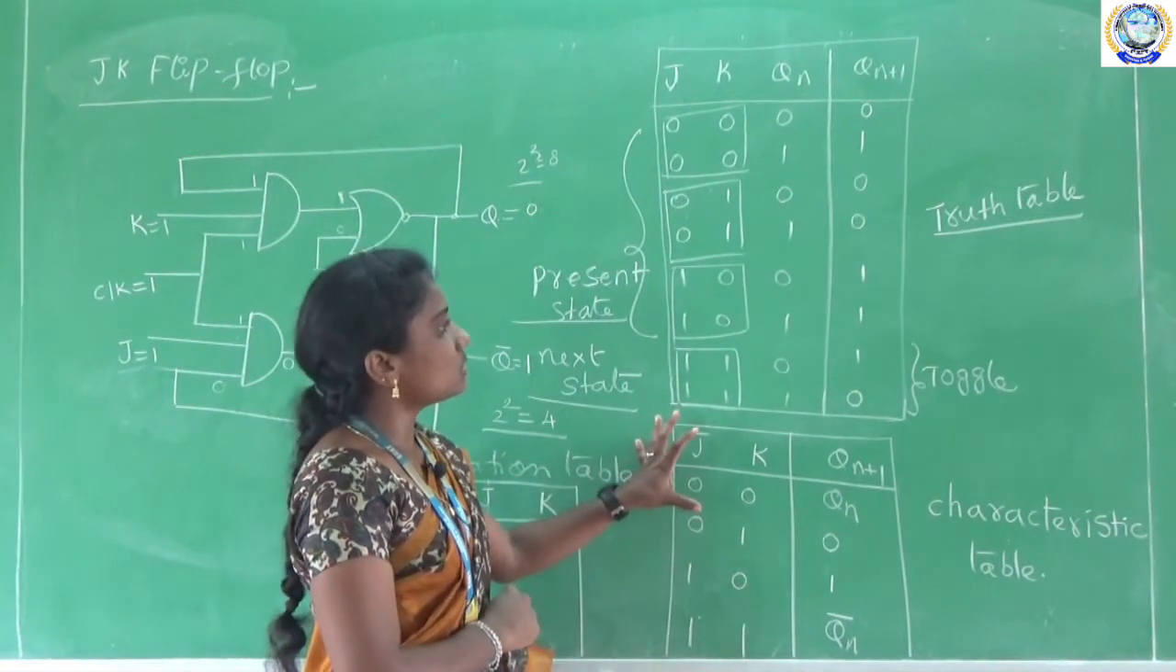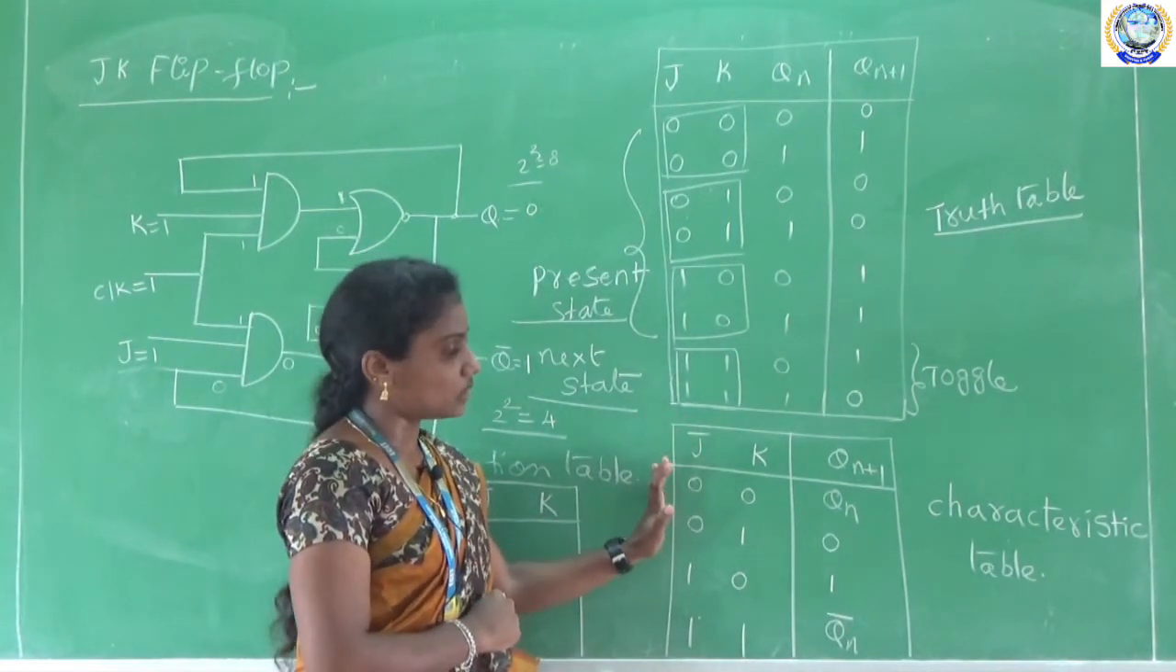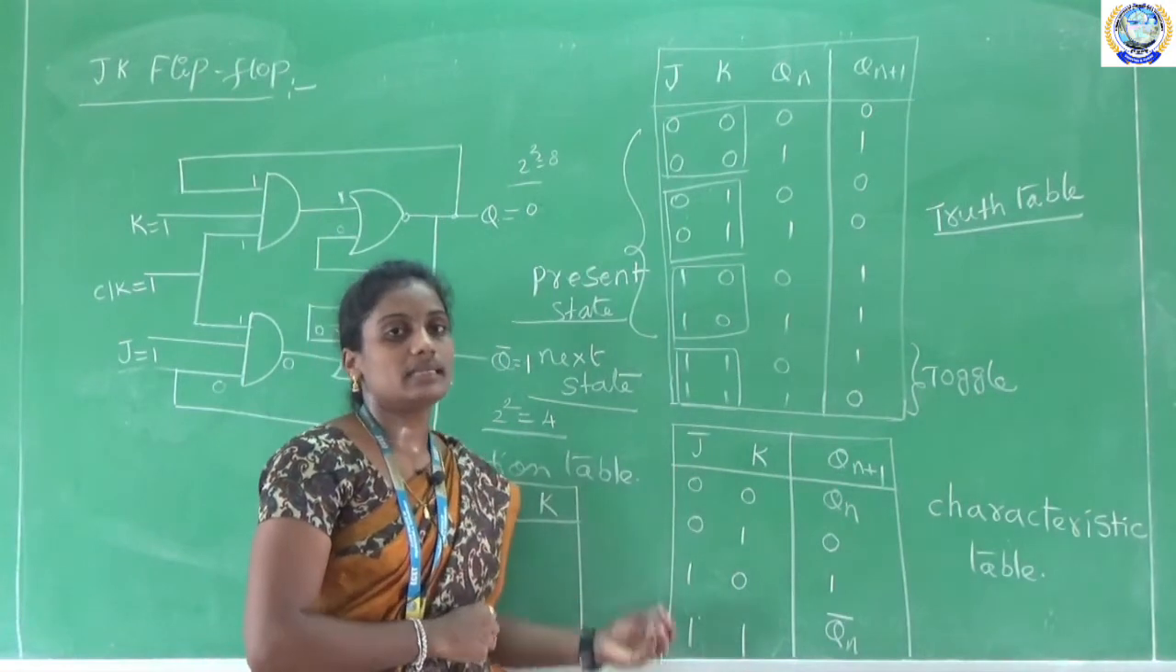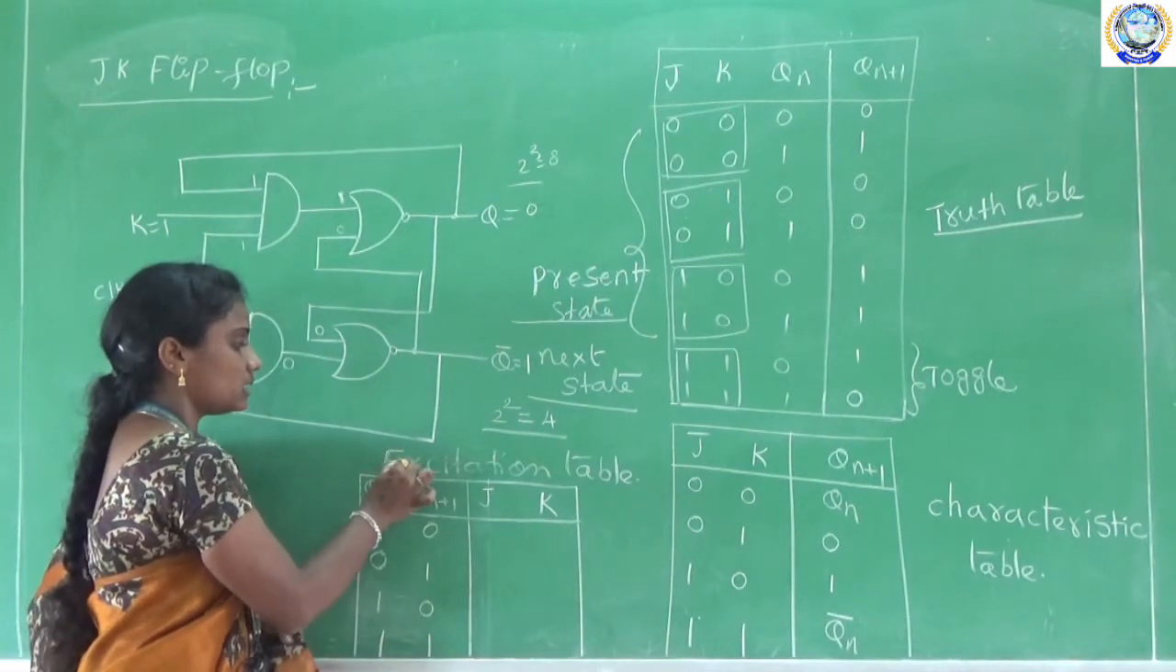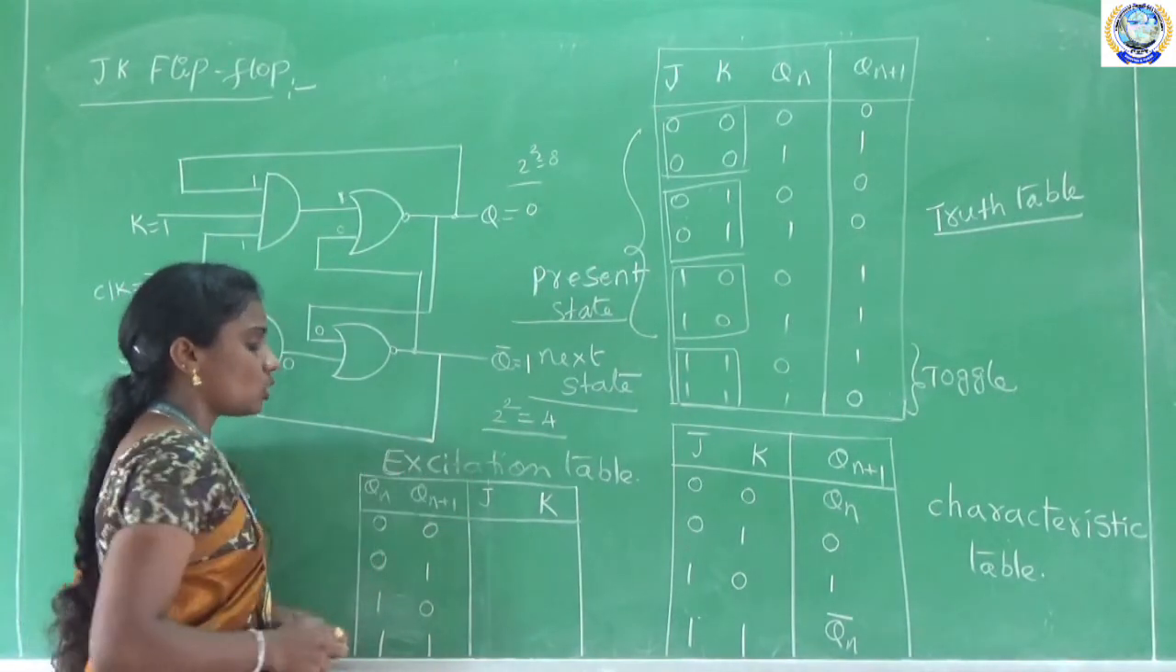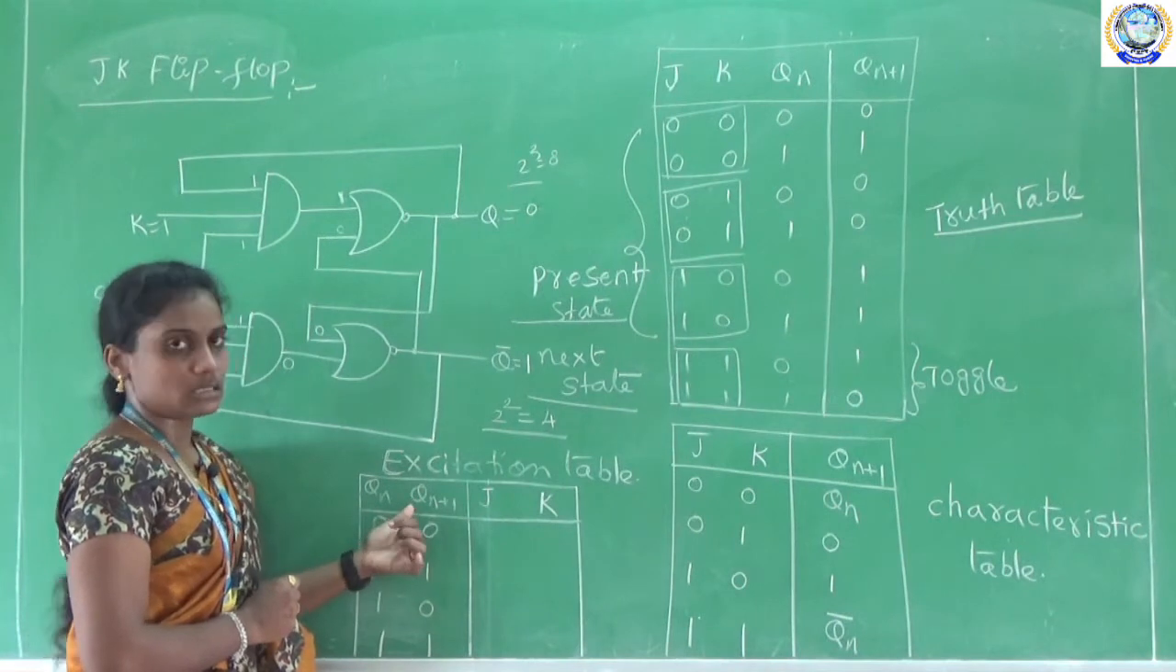So by using this truth table and characteristic table, now we will write the excitation table of the JK flip-flop. The excitation table is mainly defined based on the present state and the next state conditions.